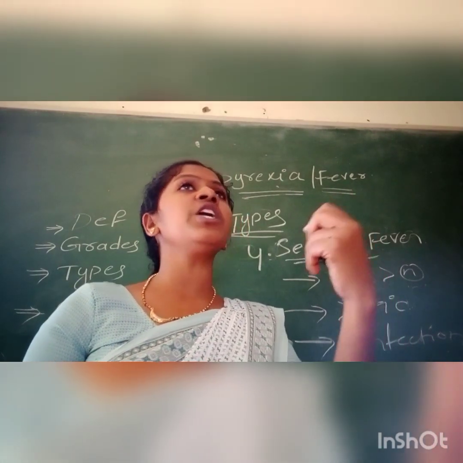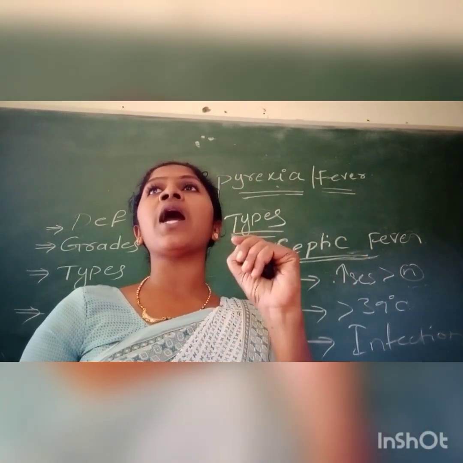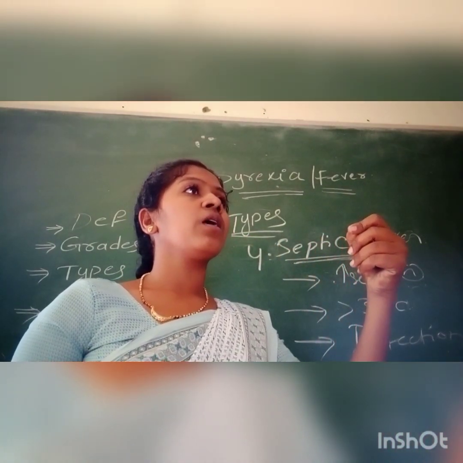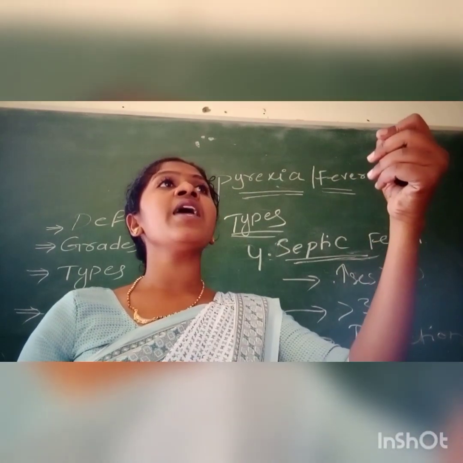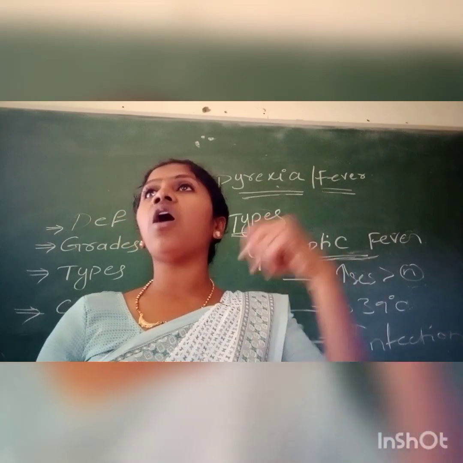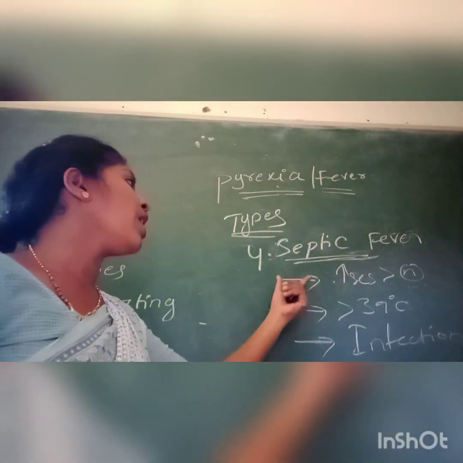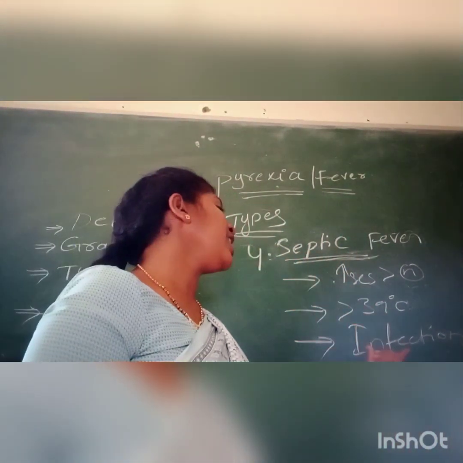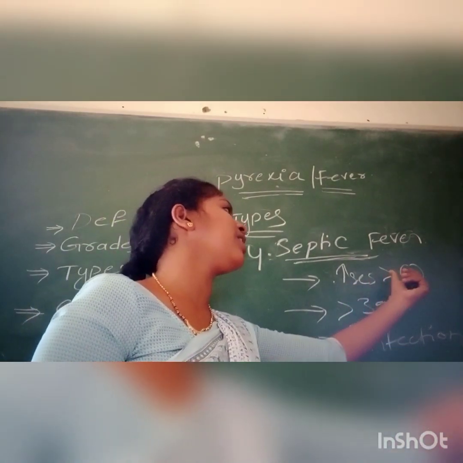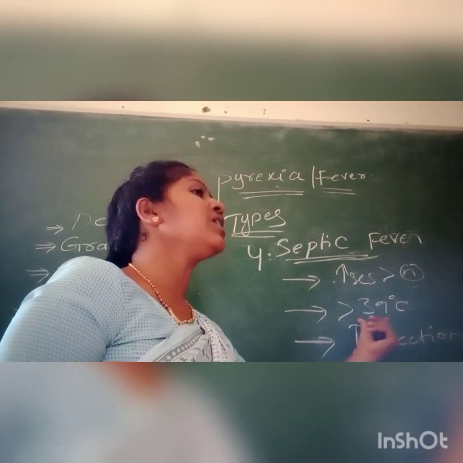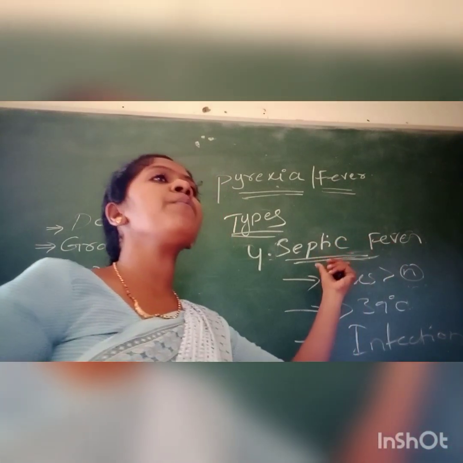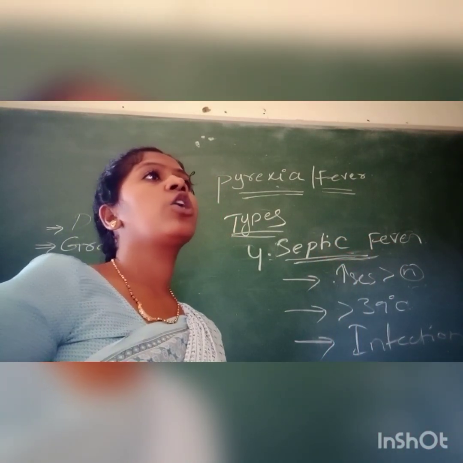So what is the first indication? Fever comes, because fever is nothing but the body's action against the invasion of microorganisms. So here in septic fever, when the infection occurs, the body temperature increases more than the normal body temperature and it rises more than 39 degrees Celsius. An example of septic fever is tuberculosis.